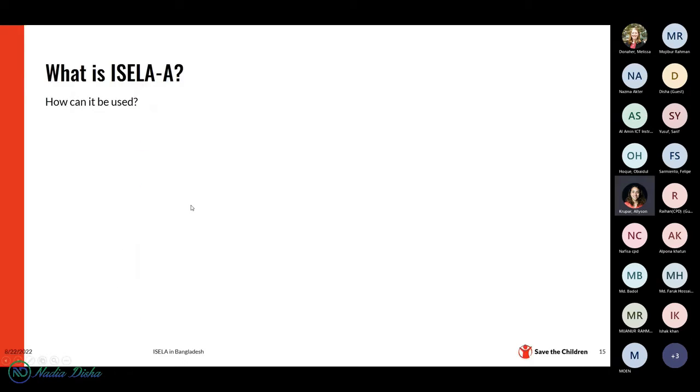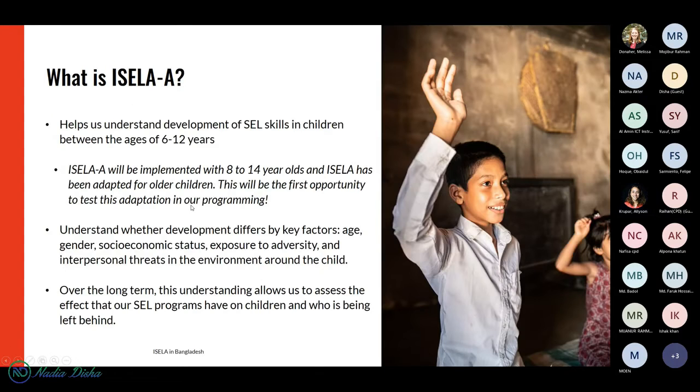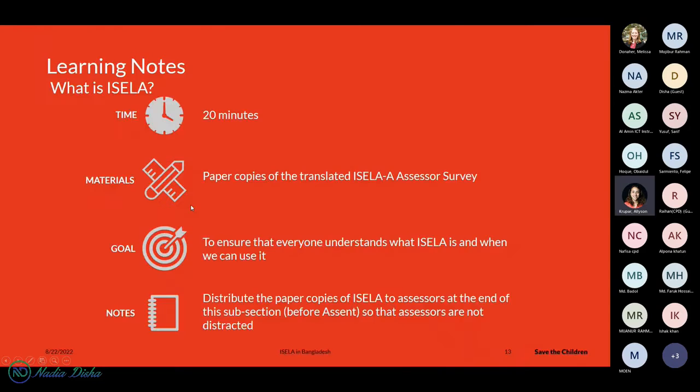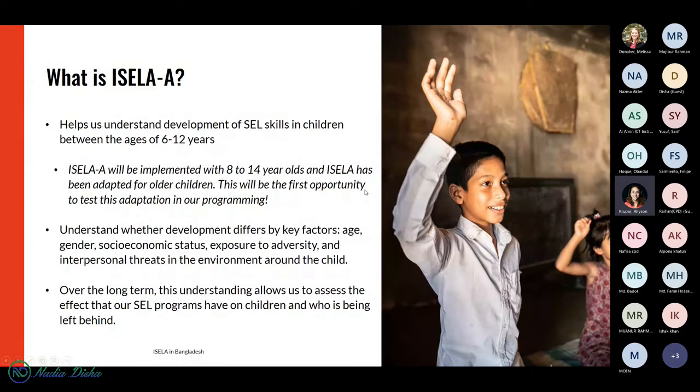All right, so ISELA A is based off of ISELA. And ISELA, the International Social and Emotional Learning Assessment, aims to measure social and emotional learning skills of 6 to 12-year-olds. So ISELA A is adapted to measure these skills for older children, and it's for 8 to 14-year-olds.